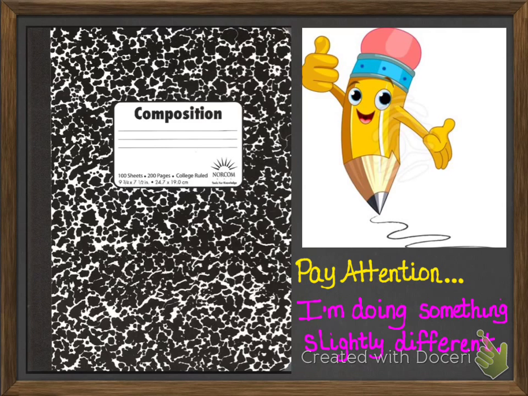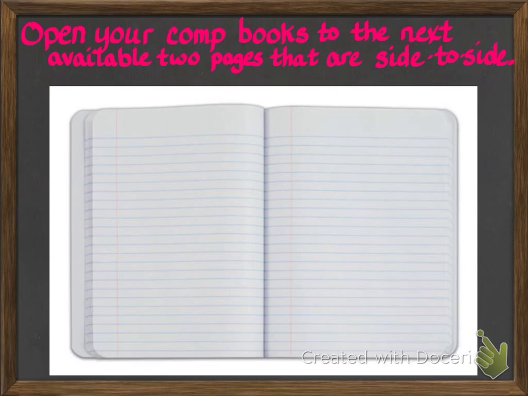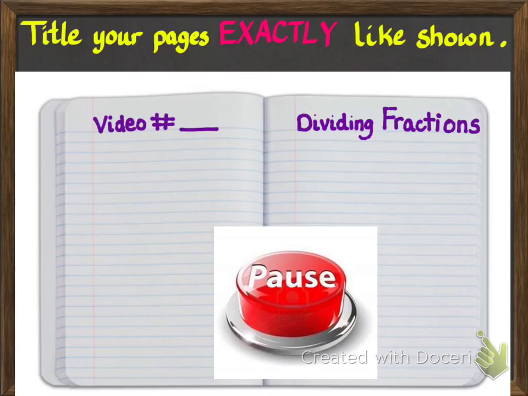Now pay close attention because I'm going to do something slightly different to see who's really focusing and paying close attention to the videos. So what I want you to do first is open up your composition books to the next available two pages that are side by side. I've provided you a visual so you can see exactly what I'm talking about. You're going to title your pages exactly like shown below. So look at your screen.